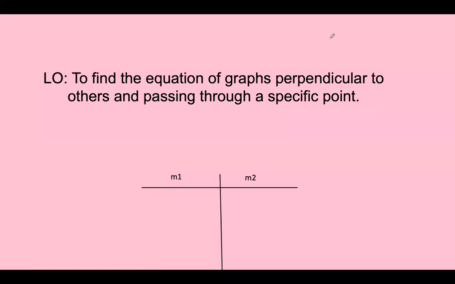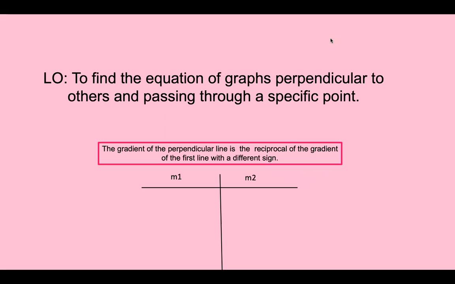Hello everyone. Today we are going to learn how to find the equation of graphs perpendicular to others and passing through a specific point. Now here I'd like to explain to you what it means that the gradient of a perpendicular line, that is a perpendicular line with another line, is the reciprocal of the gradient of the first line with a different sign. For example, let's say the gradient of the first line is 2.